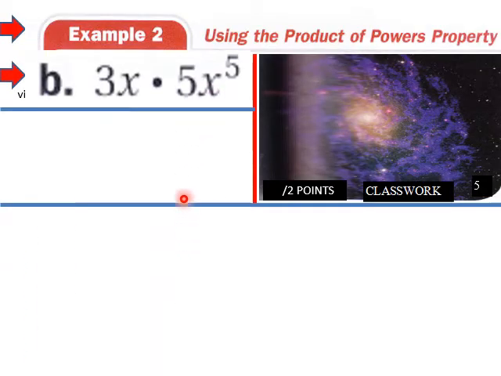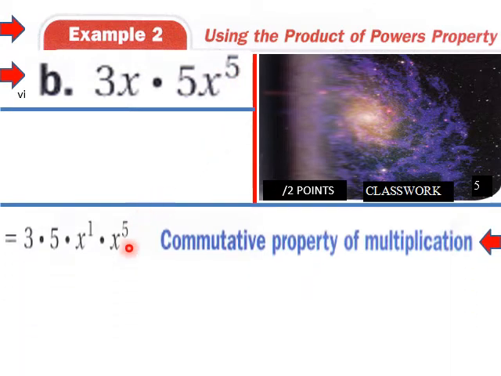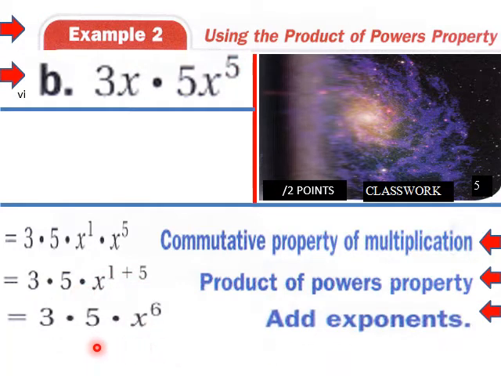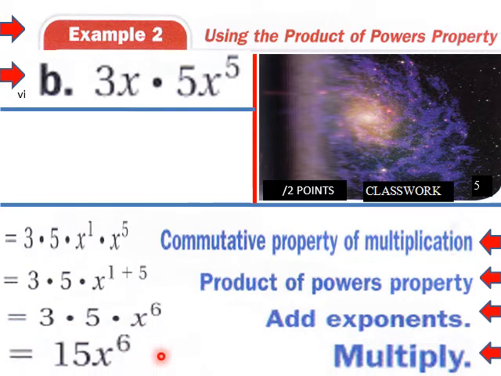In this situation here, we have 3x times 5x to the 5th. What do we do with that? We have 3 times 5 times x to the 1st power times x to the 5th. Commutative property of multiplication. And so now we have 3 times 5 taken care of. We need to take care of our powers here. So we add our powers, 1 plus 5. So this will be broken down: 3 times 5 times x to the 6th, which would be 15x to the 6th, the product of those two quantities.